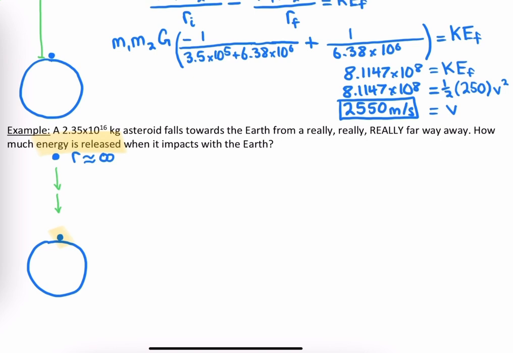So as it hits the Earth, all the kinetic energy it has is going to be immediately removed as the Earth brings it to a stop, and converted into heat, light, sound, all those good things that are going to kill the dinosaurs or whatever happens to be on Earth at this moment. So basically, we're looking for the kinetic energy at this point, and we know that is what's going to be released when it impacts Earth.